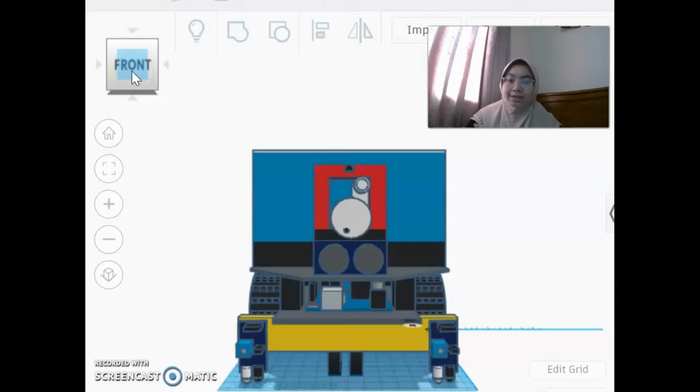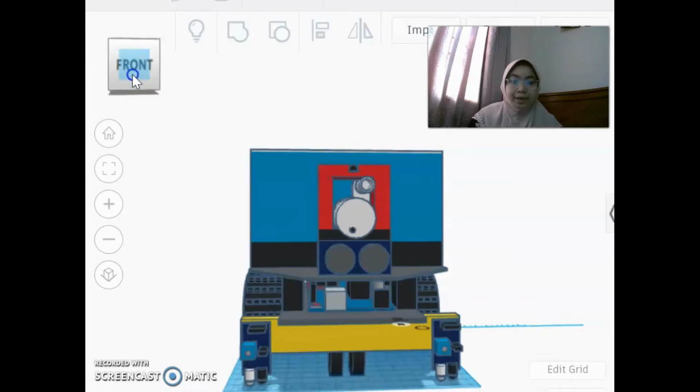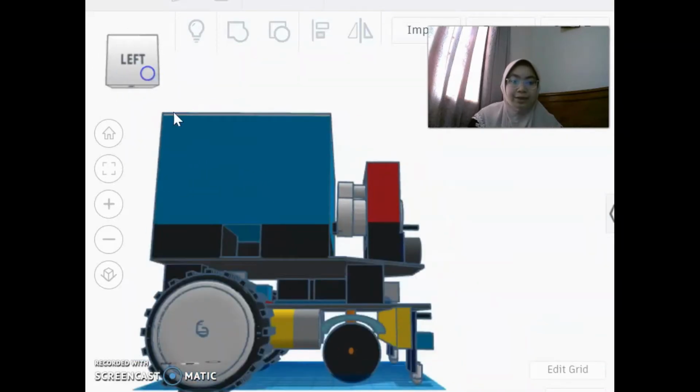Next, I will be presenting the 3D design of our robot. For the front view, we have included the water pump, ultrasonic sensor, both IR sensors, Arduino board, temperature sensor, and from the side we can see our driver wheel and steer wheels.